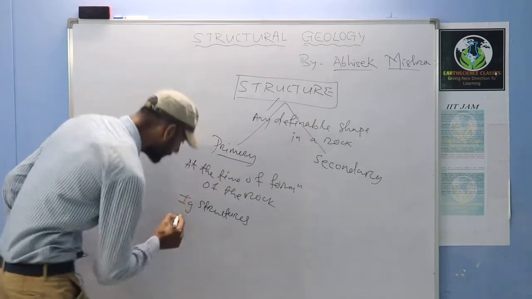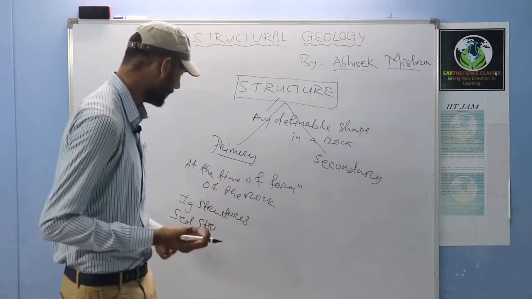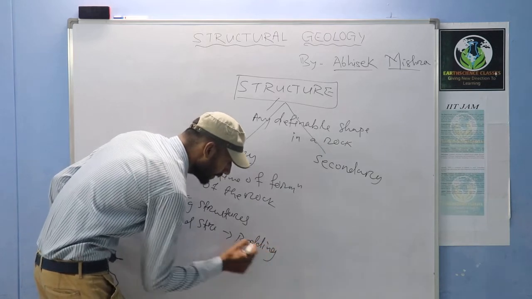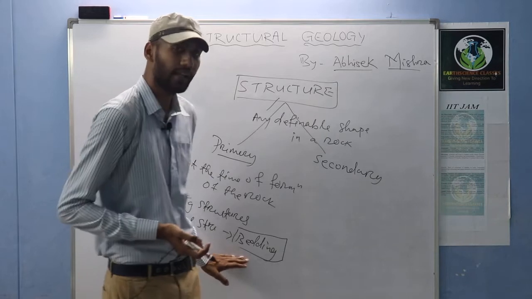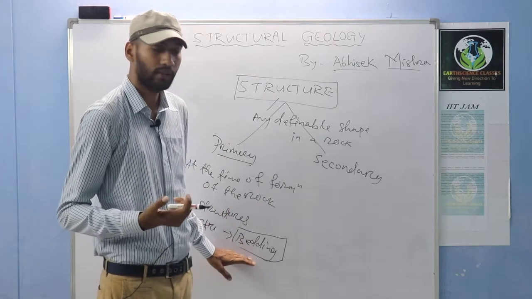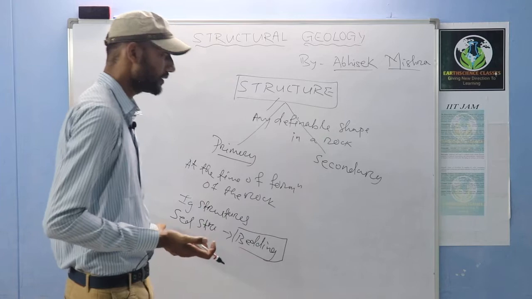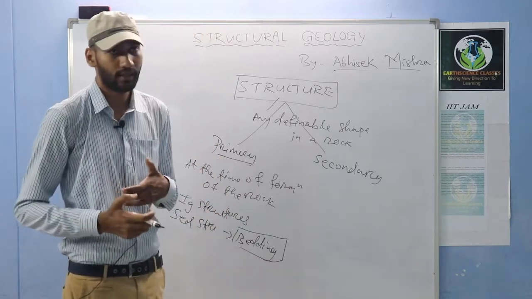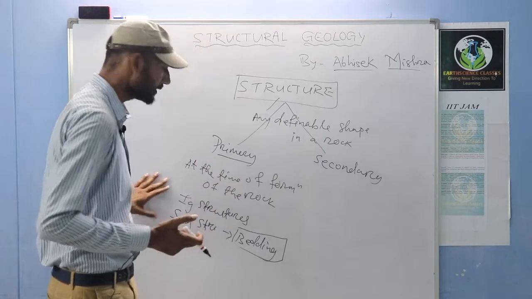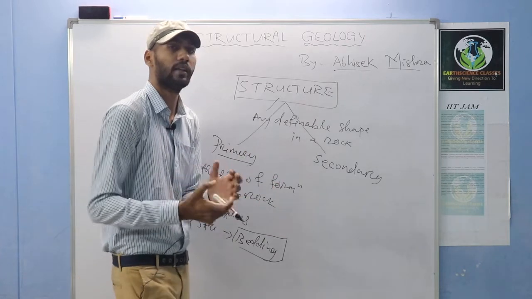Then sedimentary structure. What are the sedimentary structures? The first thing that comes into our mind is bedding, that is the very basic and very fundamental primary sedimentary structure. Within a sedimentary rock, the first structure that you can observe is bedding or layering. Then you can see all of the sedimentary structures like flute cast, ripple marks, cross bedding, as bedding is divided into two types, graded bedding and cross bedding, all these things. We'll go into details of these in different topics, like igneous structure we'll be covering in igneous petrology, sedimentary structure we'll be covering in sedimentary.